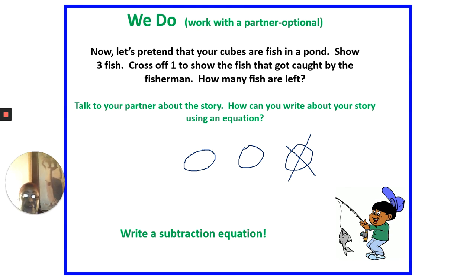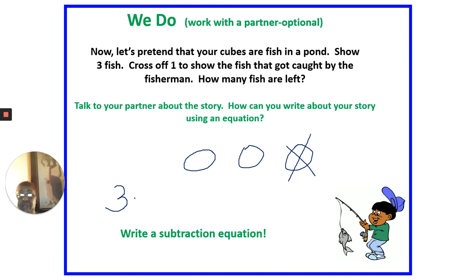Did you and your partner guess how many you had left when you counted? Did you write an equation? Let's see if your equation looked like mine. What is the whole? How many did we have in all? One, two, three. I hope you weren't tricked. We've been working with five, but in this one, three is the whole.